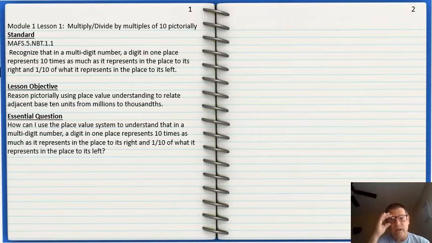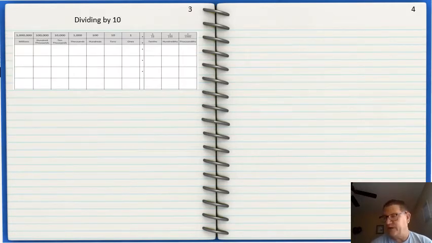All right. Now you can see page 2 is blank. We're going to be putting some specific notes in there for this lesson. And I'll be showing you what it should look like as we go through. So let's get started. Now, the first thing we're going to be doing is dividing by 10. And if you notice, this is page 3. The first page was listing all the standards, objective, and essential question. Page 2 is going to be the notes specific for this lesson.